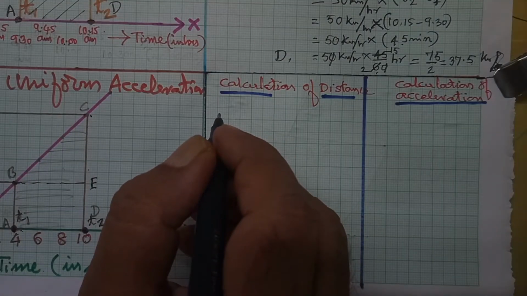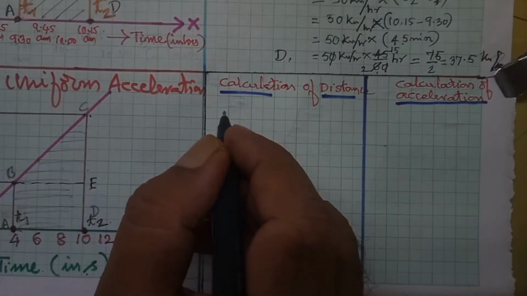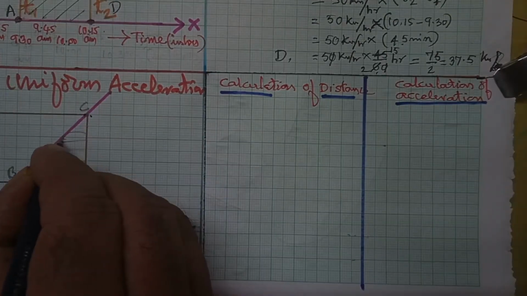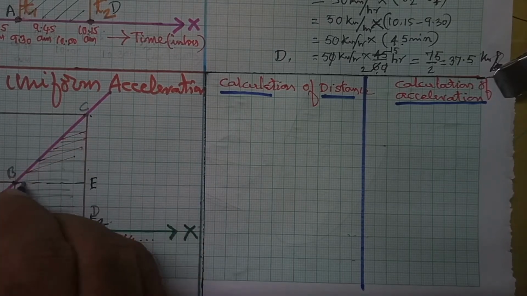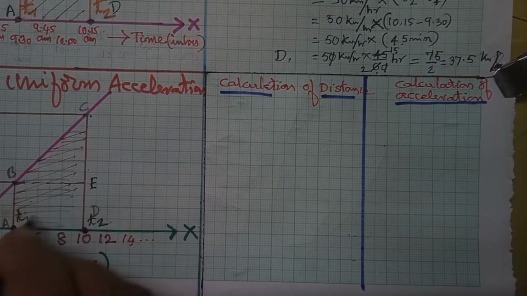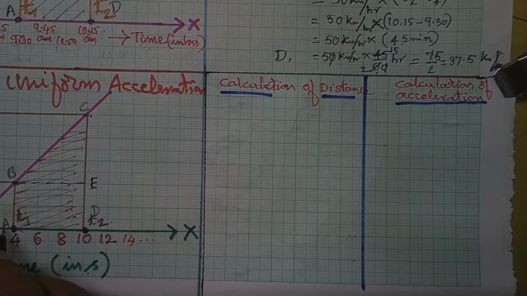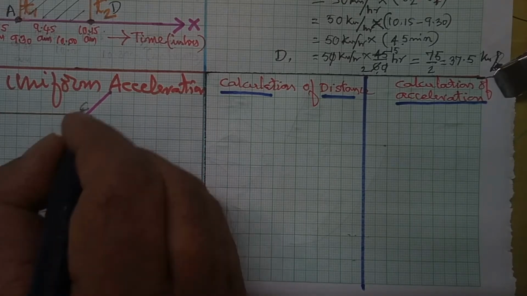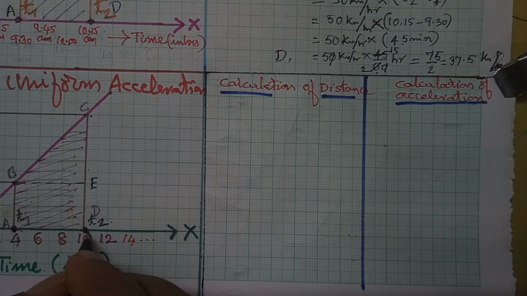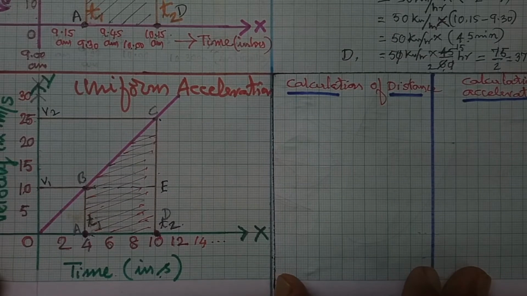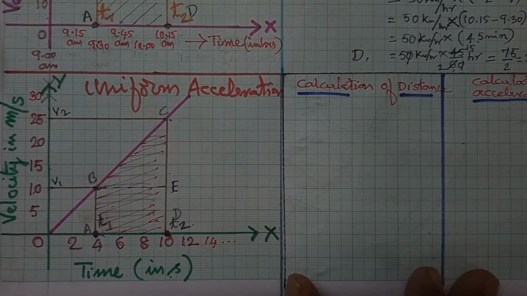As I said earlier, to calculate the distance from the velocity time graph, we will take up the area. This area we will take up. What is the shape of this area covered? If you observe carefully, you will find that it is the ABCD trapezium. I mean to say, if you find the area of the ABCD trapezium, then you will get it.